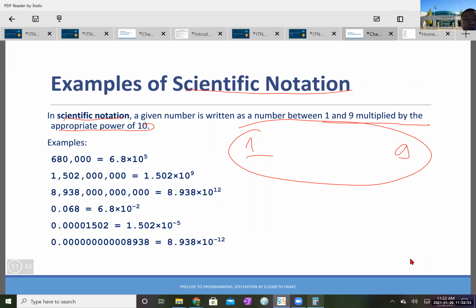So now think about this one. You have the first number always from 1 to 9. That's why you work with the 6 here, and you put the decimal point there. In this case, you have to move 1, 2, 3, 4, and 5. Whenever you move to the left, you have a positive exponent, and whenever you move to the right, you have a negative exponent. For this one, you move to the left 5, so you multiply by 10 raised to the 5.